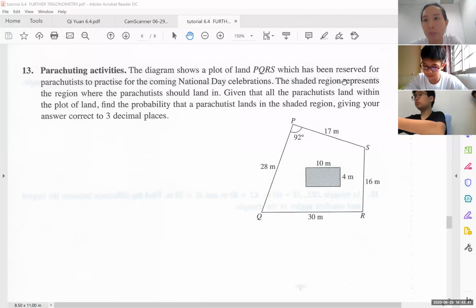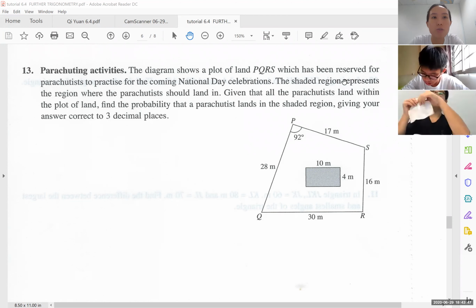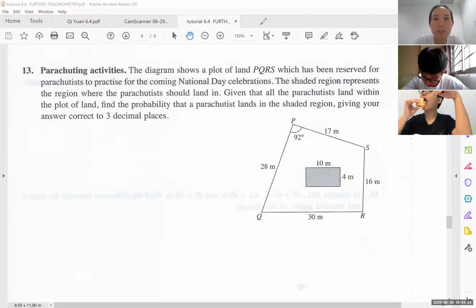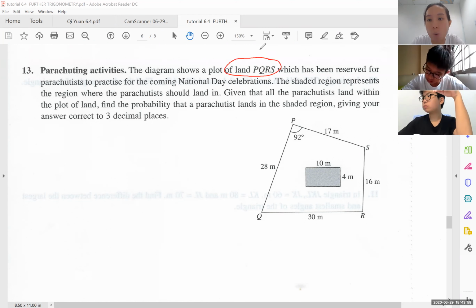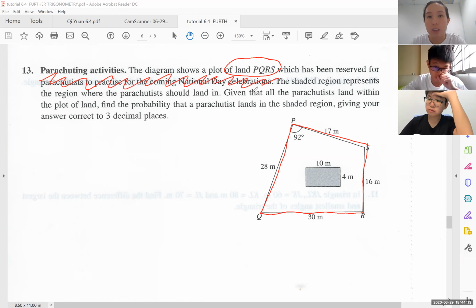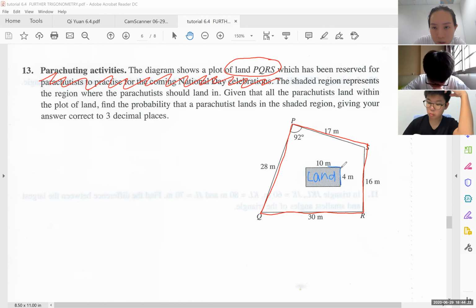Okay, so if you look at question number 13, the next one is actually not that difficult. It looks very difficult, but look at the first few sentences. What did they say? The diagram shows a plot of land. So they're telling you that PQRS is your whole land. P to Q to R to S is your whole piece of land. And then reserve for parachute, whatever, I don't even need this for my math. It's not going to help me. Now, they say the shaded region is where they land. So I know that this is where they land. They land in this blue zone, which is what shape?